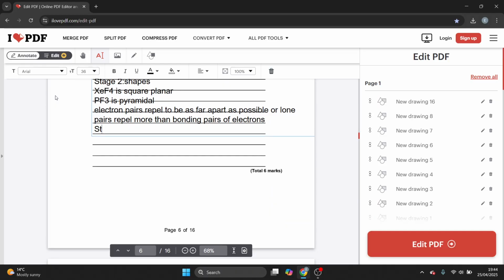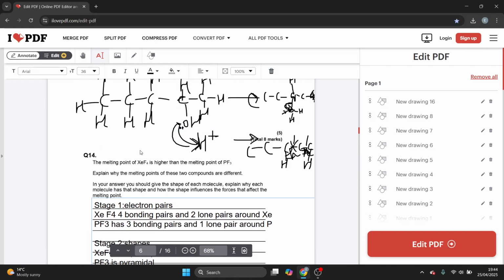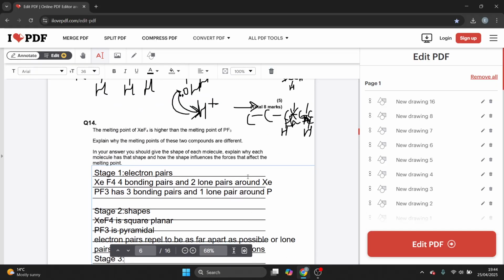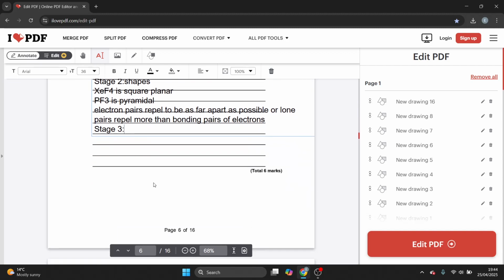And then stage 3, because it does say in the question, and how the shape influences the forces that affect the melting point. So I need to talk about the intermolecular forces.